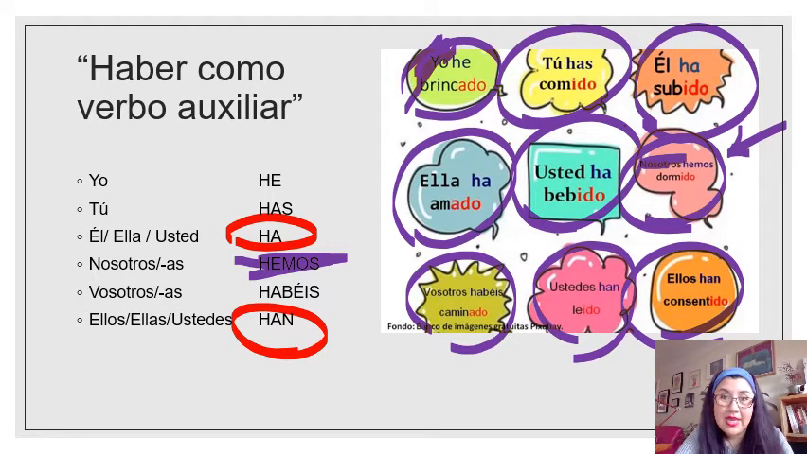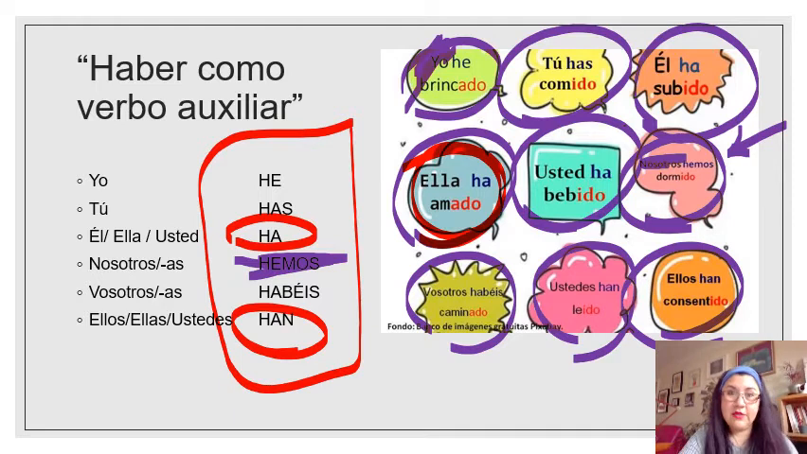And I probably have to be specific, because if I say an example like "ha amado" without previous information, I don't really know if it's ella, él, or usted. So just be careful in those cases. Other than that, the conjugation of this auxiliary verb reveals who is the reference of the verb.